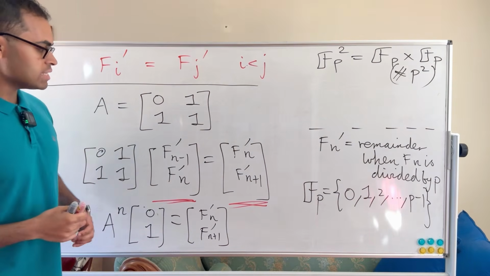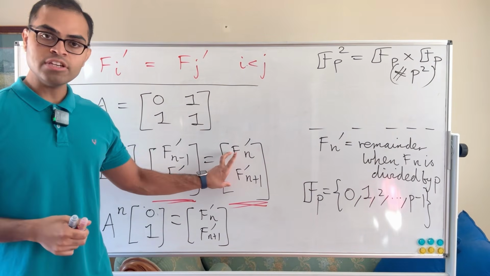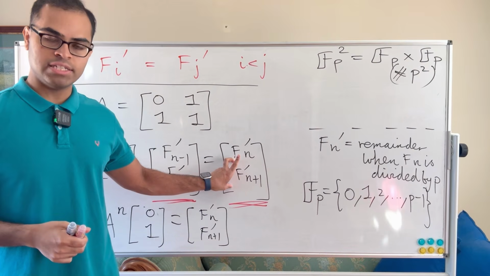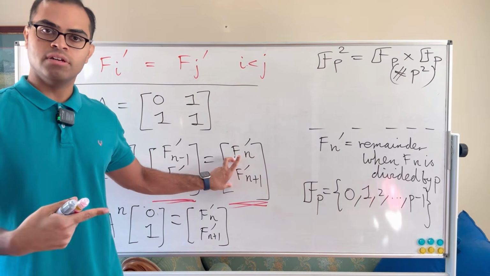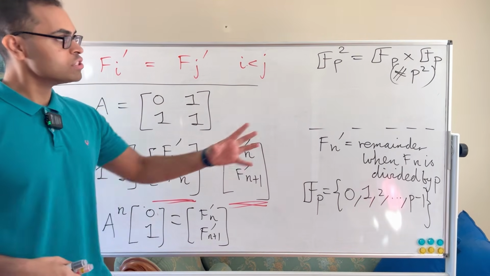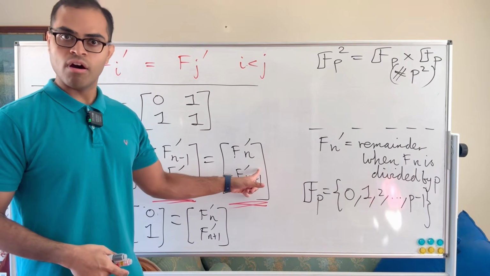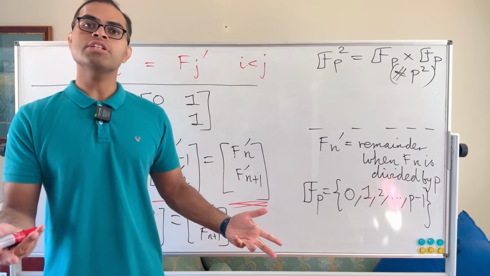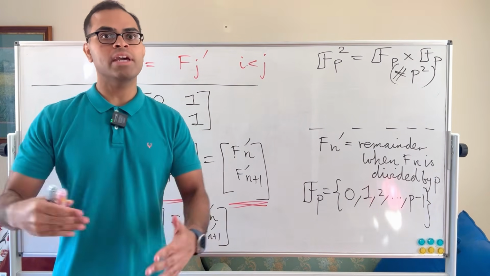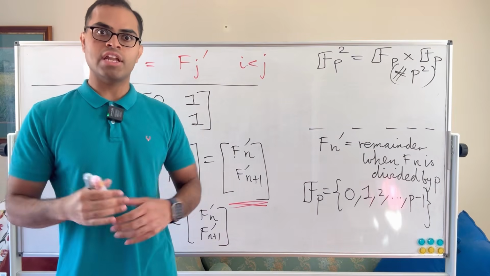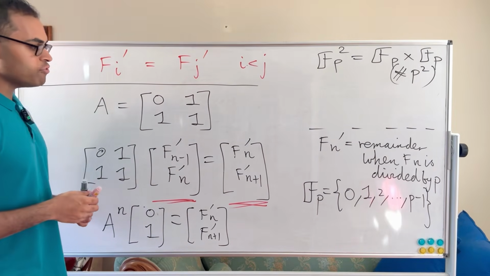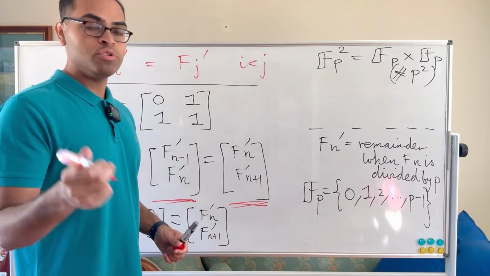And what that means is that these consecutive terms of the remainders of the Fibonacci sequence have to repeat when you keep on going. Because there are p squared possible choices for this pair of remainders, there has to be a repetition, because you're going on forever. You can't keep getting more and more possible pairs. There are only p squared in total. So what that means, therefore, is that there are two pairs that match up.